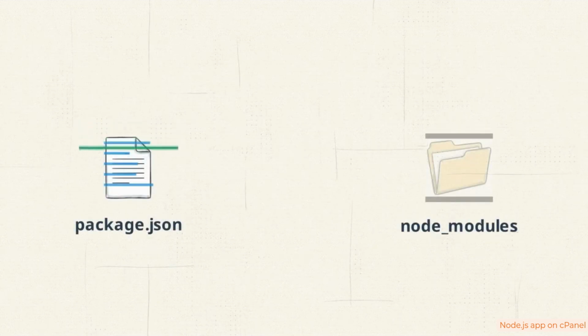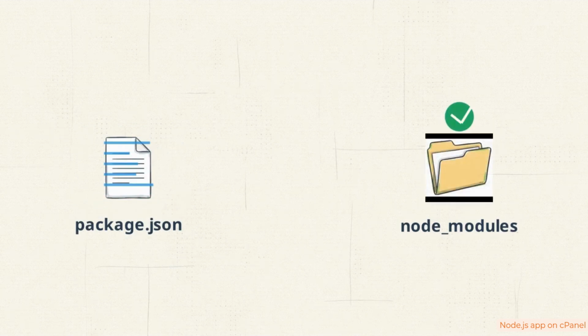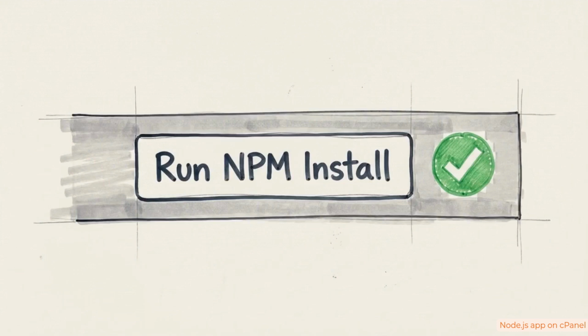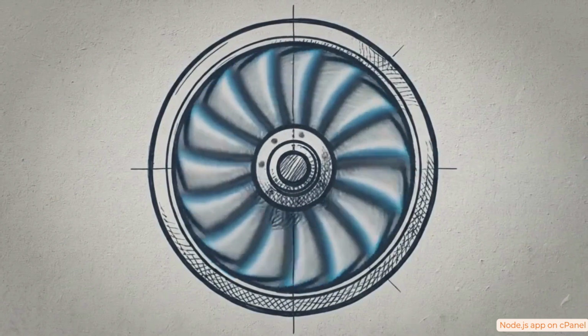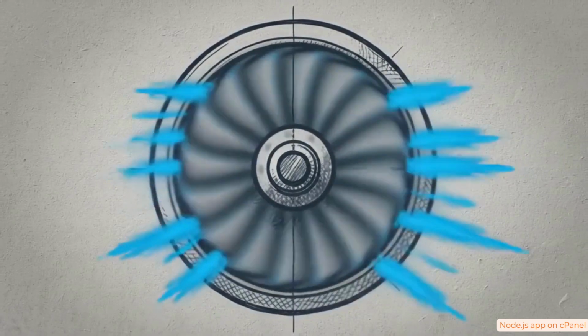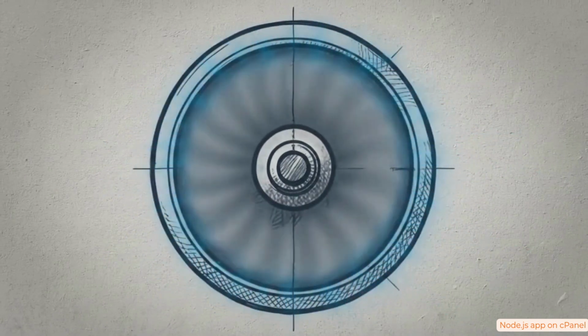The server must now rebuild that missing node_modules folder natively. It does this by reading the dependency instructions you left in the package.json file. Click the Run npm install button within the cPanel interface and wait for the success notification. This spinning turbine represents the background process coming online. Click the Restart App button to officially boot up the continuous Node.js server.